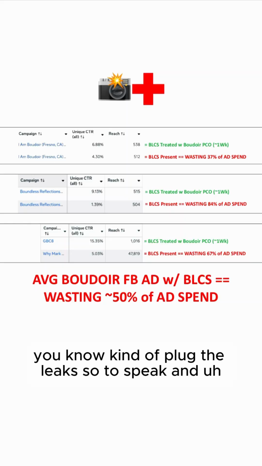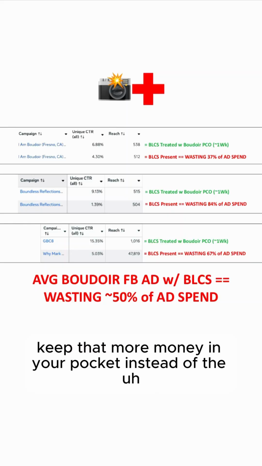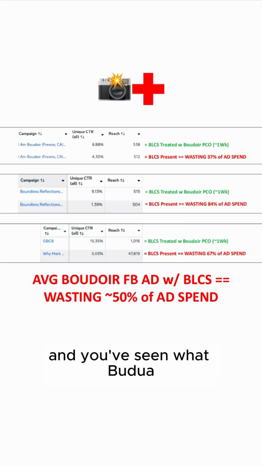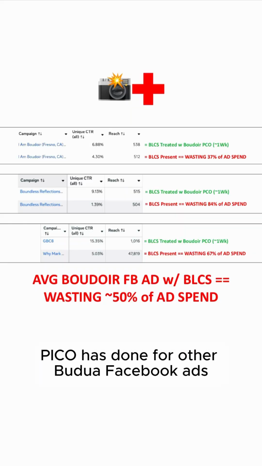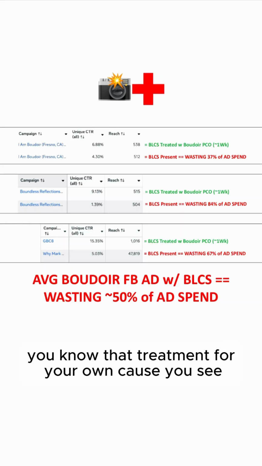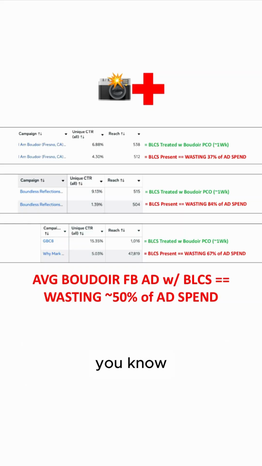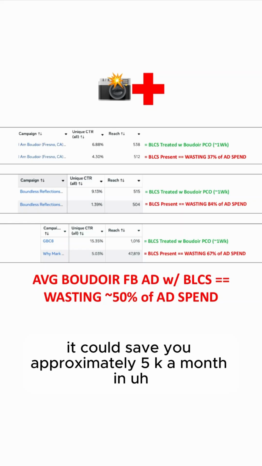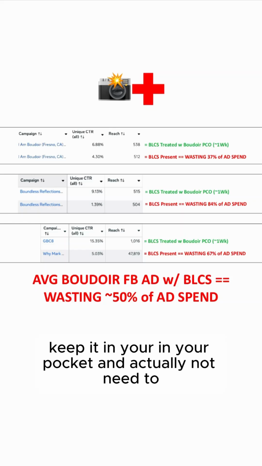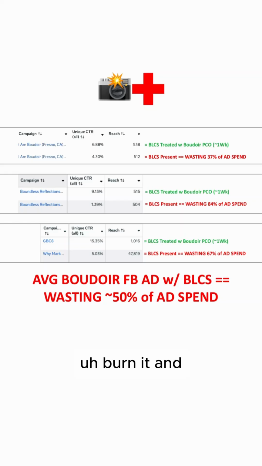And you want to kind of plug the leaks, so to speak, and keep more money in your pocket instead of the Zuckinator's pocket. And you've seen what Boudoir Pico has done for other Boudoir Facebook ads, and you want to have that treatment for your own, because you see it could save you approximately 5K a month, eliminating that wasted ad spend, keeping it in your pocket, and actually not needing to burn it.